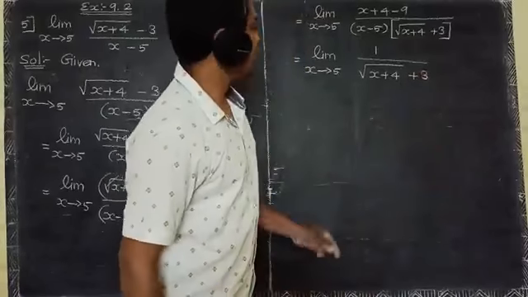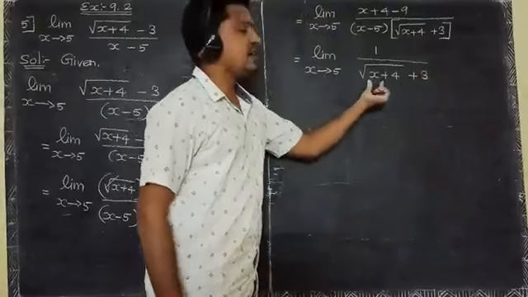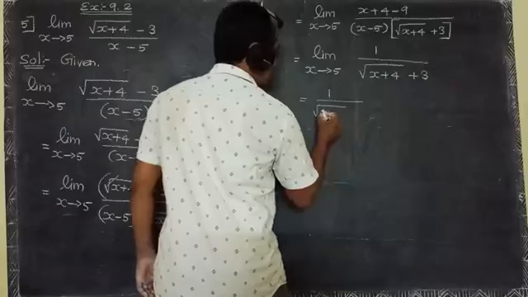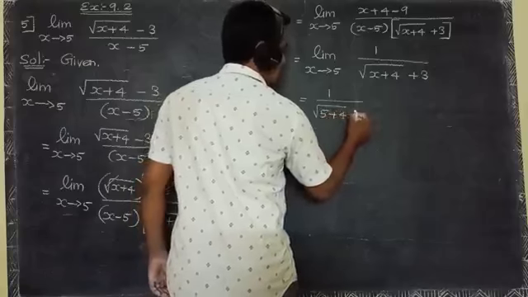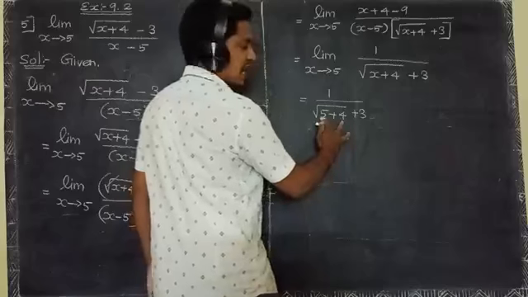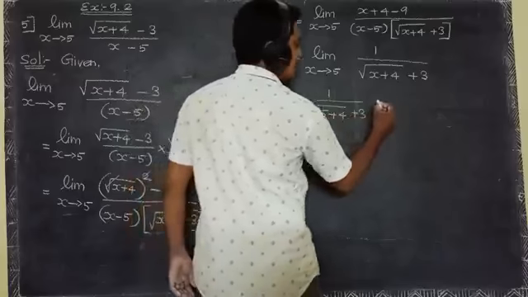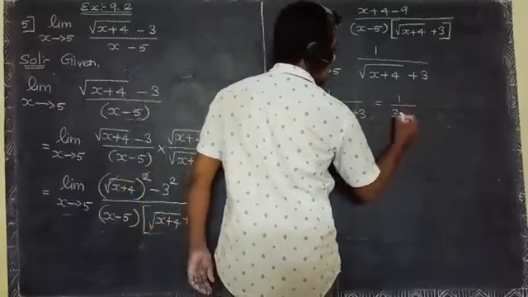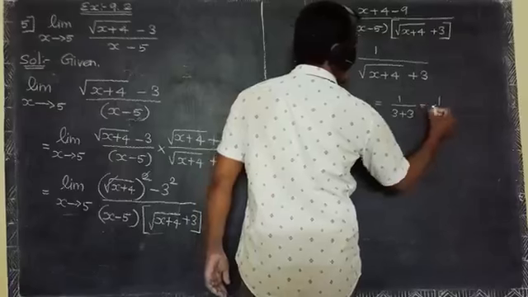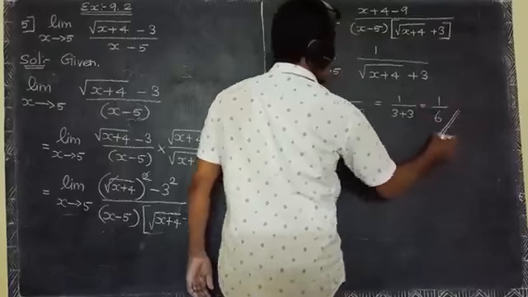Here, replace x equal to 5 into the function, that is 1 divided by square root of 5 plus 4 plus 3. 5 plus 4 is 9. Take the square root of 9, which is 3. 3 plus 3 is 6. So 1 divided by 3 plus 3 is equal to 1 divided by 6.